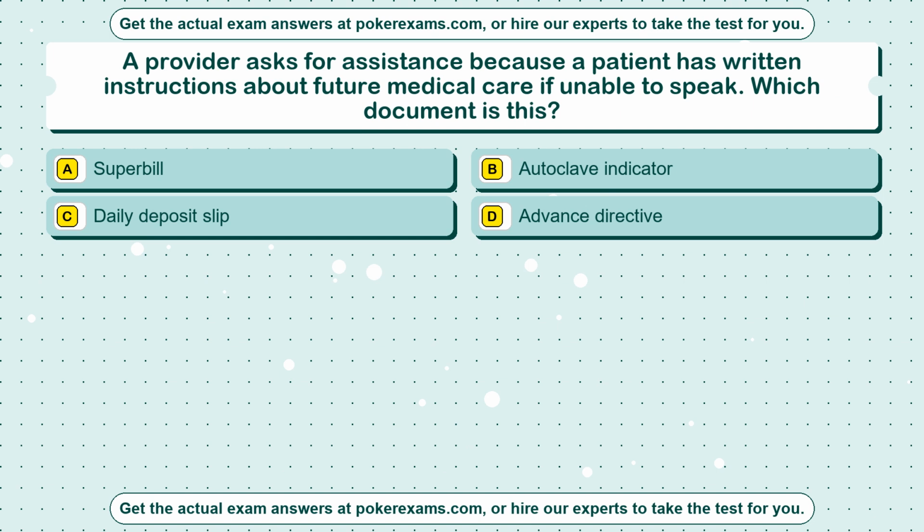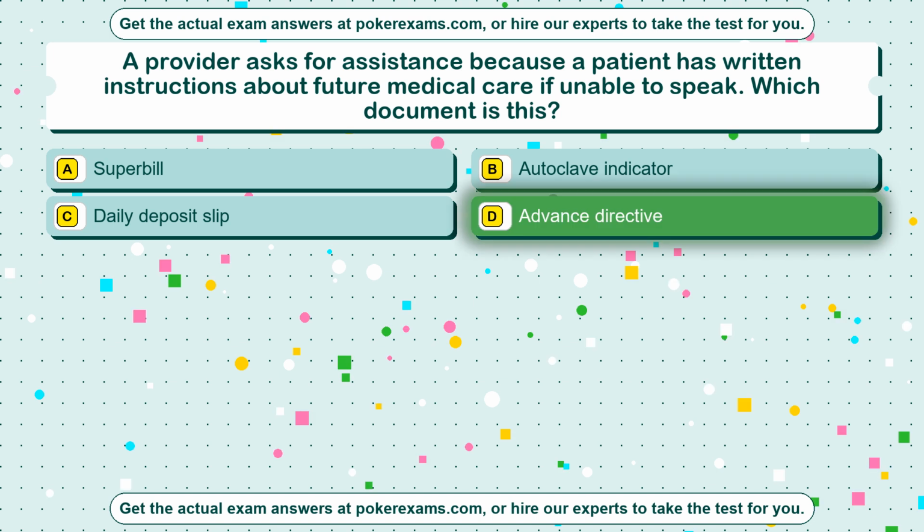Question 73. A provider asks for assistance because a patient has written instructions about future medical care if unable to speak. Which document is this? Option A, Superbill. Option B, Autoclave Indicator. Option C, Daily Deposit Slip. Option D, Advance Directive. The correct answer is option D, Advance Directive.